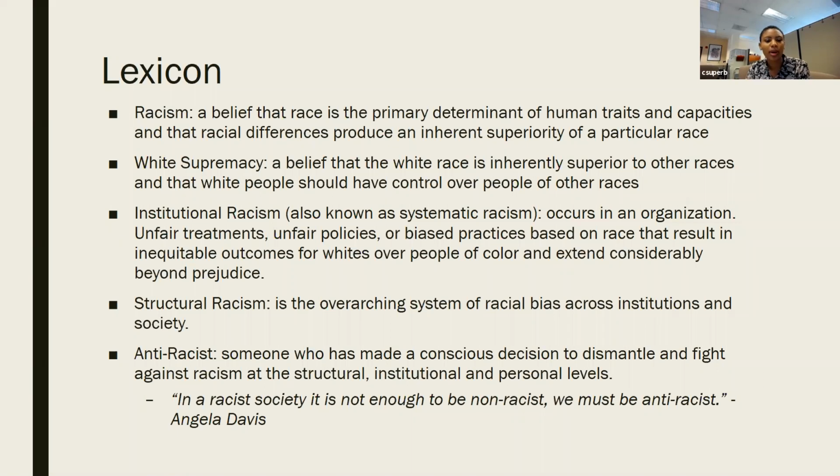And when we talk about an anti-racist, it's someone who's made a conscious decision to dismantle and fight against racism at all levels. We can look at the personal level, that's ourselves and our everyday lives. The institutional level would be the CSU system, CSUPERB, our campuses, our departments, our classrooms. And then structural is the broader context of society, culture, things that we see in the media, things that allow for this foundation of racism to exist.